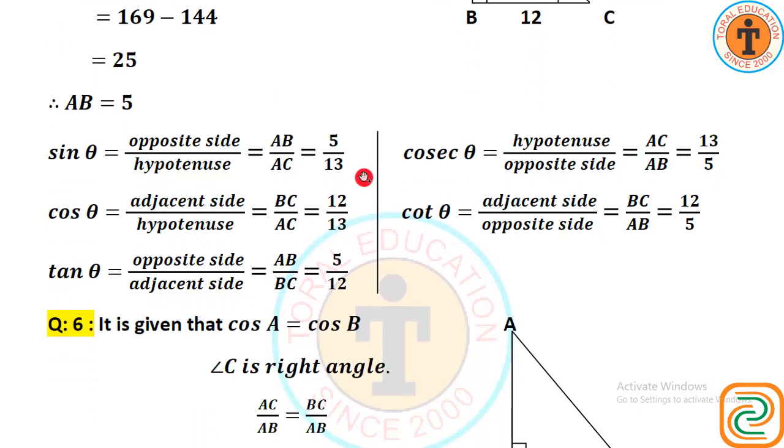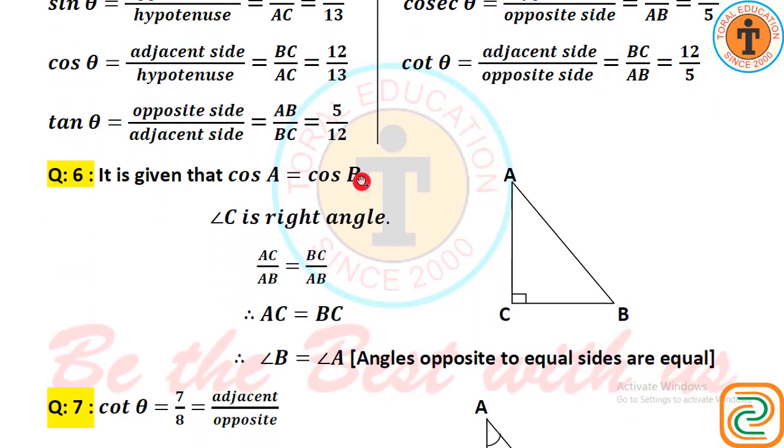Now question number 6. Let A and B be acute angles such that cos A equals cos B. Then show that angle A equals angle B. We have to show this. It is given cos A equals cos B.